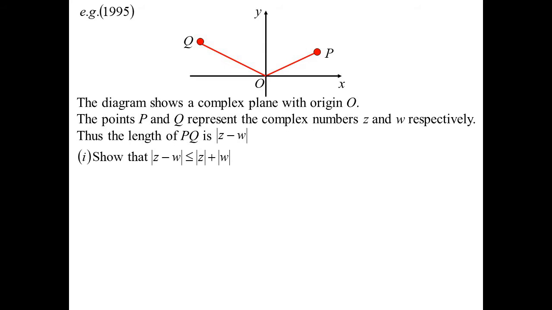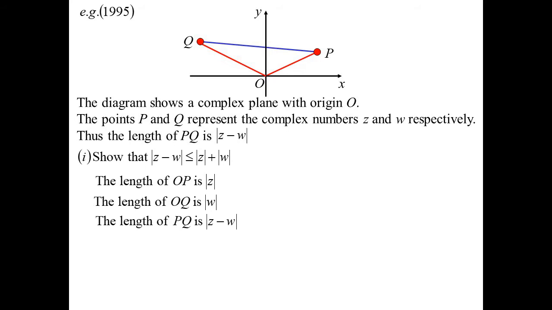So you say, well, if I join P and Q up, I know that's going to be Z minus W, because we were told OP, where is it? There it is. OP represents Z, so I know its length is the modulus of Z. We were told OQ represents W, so its length is the modulus of W.